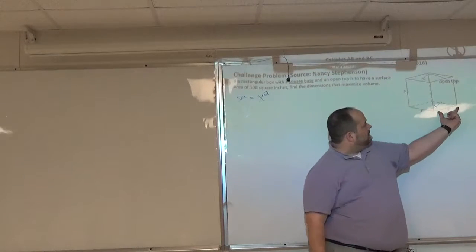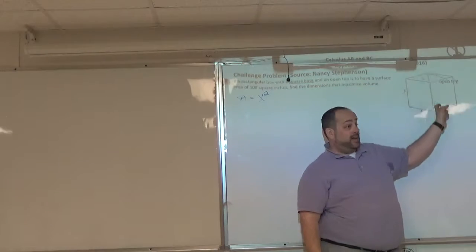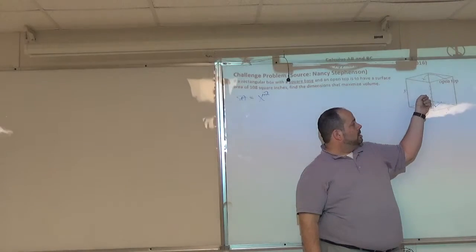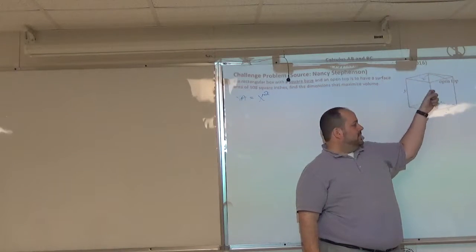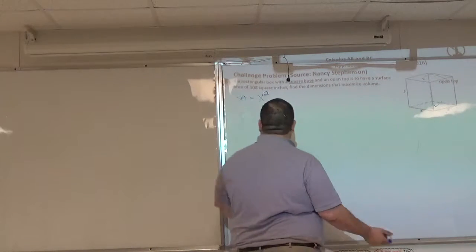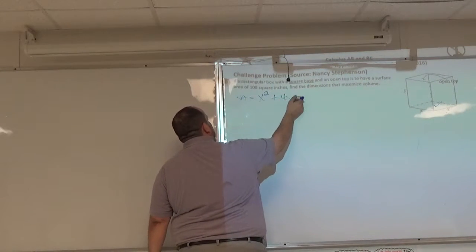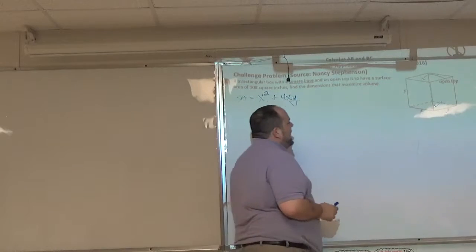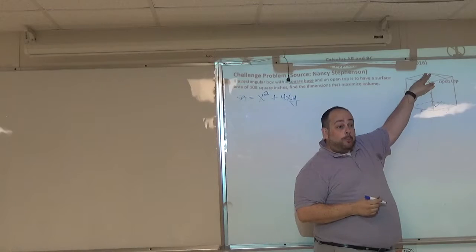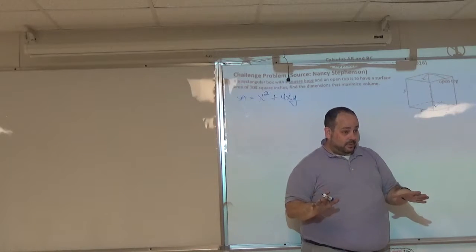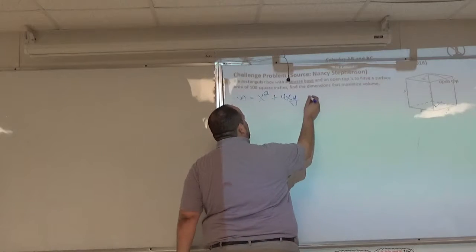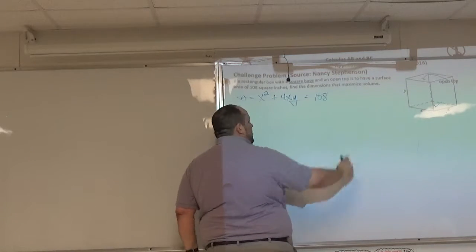This side over here, x times y. This guy here, x times y again. The one on the left, the one in the back. You guys are like, we've said it 4 times now. Yes, 4xy. And surface area for the top? It's open. You have an open top, you are not going to paint the top. Everybody okay? So we've got x squared plus 4xy is equal to 108.